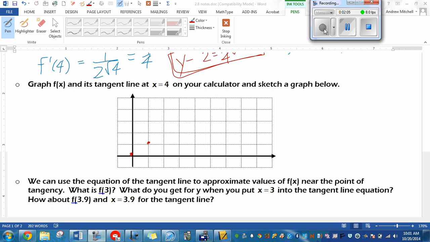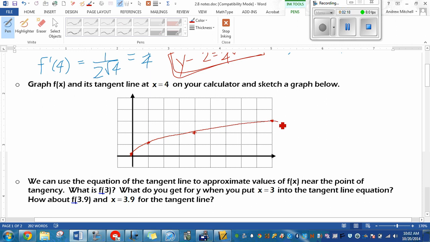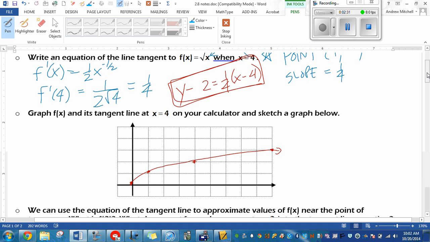we can put 4 in and we get 2 out. Square root of 4, that's the point of tangency that we're using. And then 9, square root of 9 is 3. So we have these 4 points we can use to graph our picture. Then we want to go ahead and graph our tangent line as well. So if we look at our tangent line, remember our point of tangency was at 4, 2. So it's going to be tangent right there.